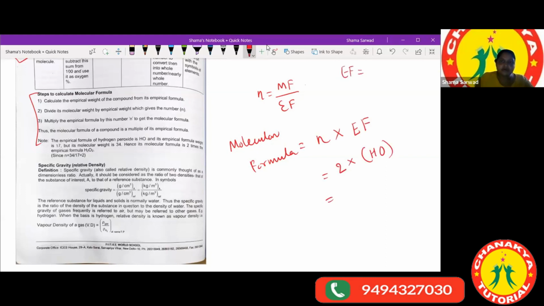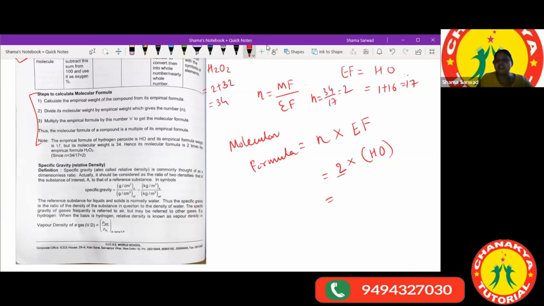of your hydrogen peroxide would be HO, right? With that, the molecular mass for the empirical formula would become 1 plus 16, that is equal to 17, right? And the molecular mass of H2O2 would be how much? 2 plus 32, that is 34. And n value would be what? 34 upon 17, which is equal to 2.